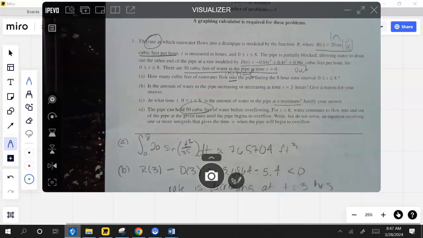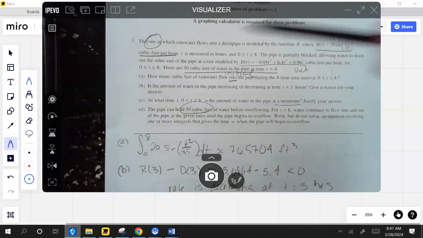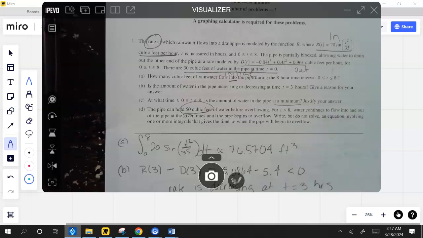So I've got 2 different equations here. I've got a water in and a water out. You can see I marked those because I knew that was going to be important. There's 30 cubic feet whenever we started. Okay, so wrap your brain around the problem before you start trying to work the problem.